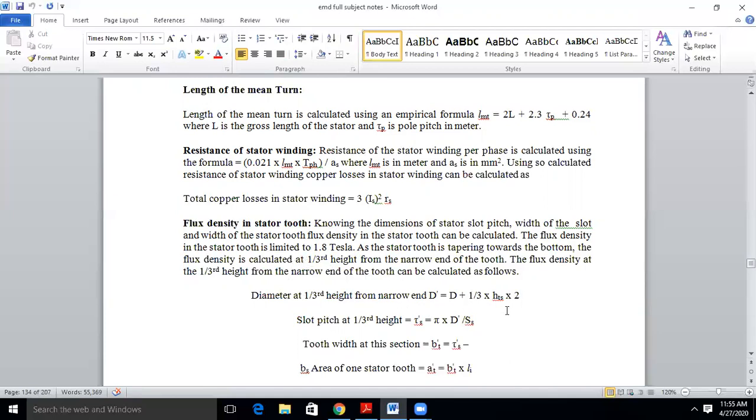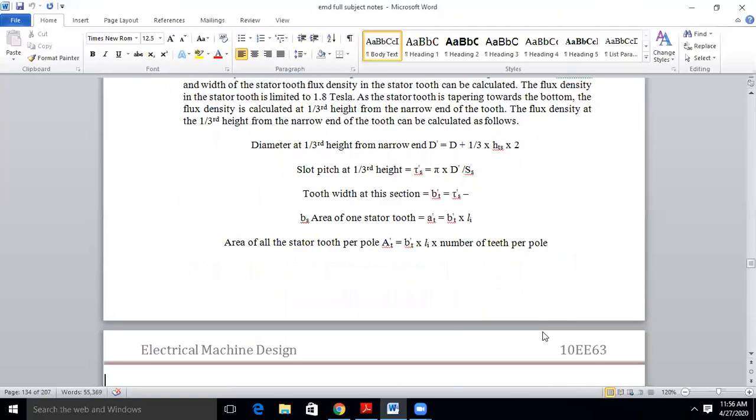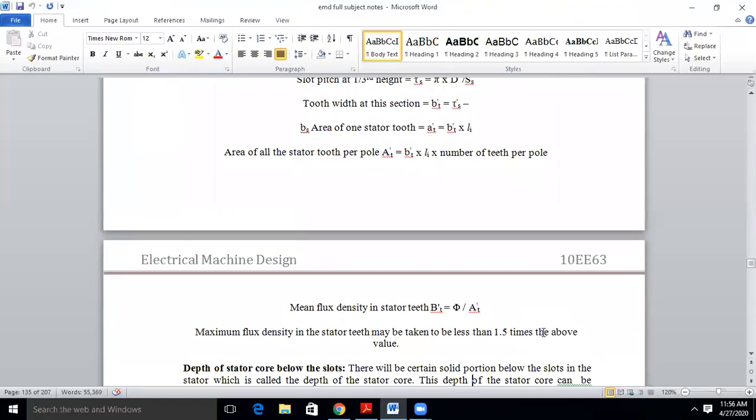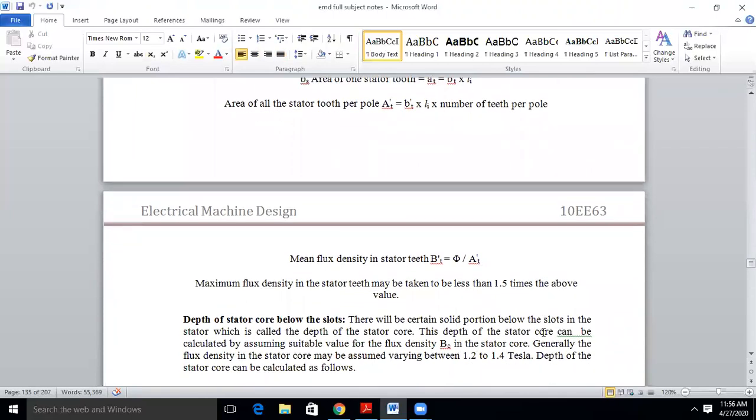Now slot pitch at 1/3 height will be given by tau s dash equal to pi into d dash divided by ss. Tooth width at this section will be given by bt dash equal to tau s dash minus bs. Area of one stator tooth is given by at dash equal to bt dash into li. So this is now the mean flux density in the stator teeth.